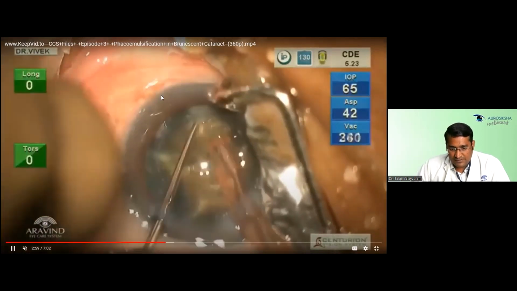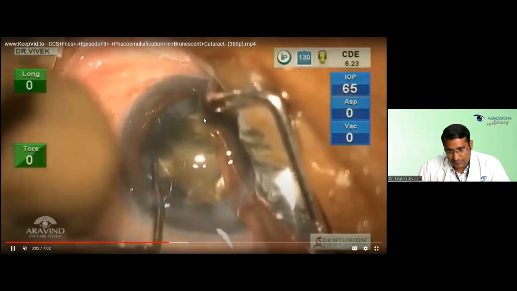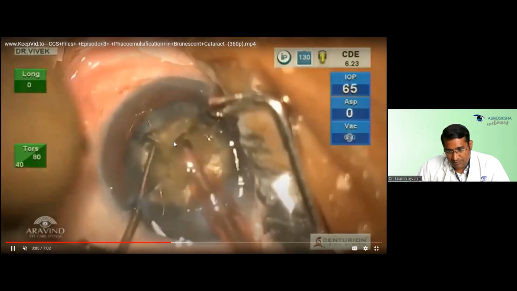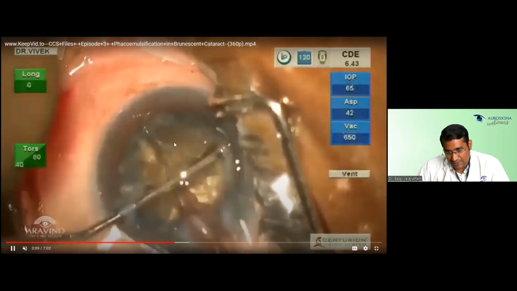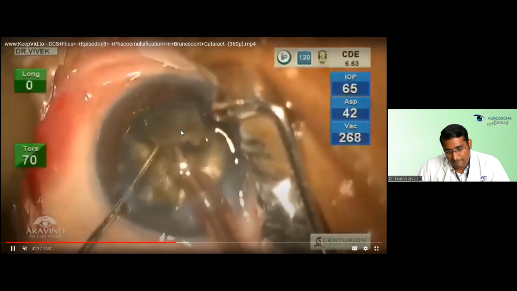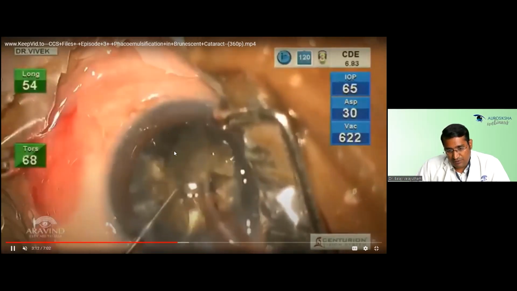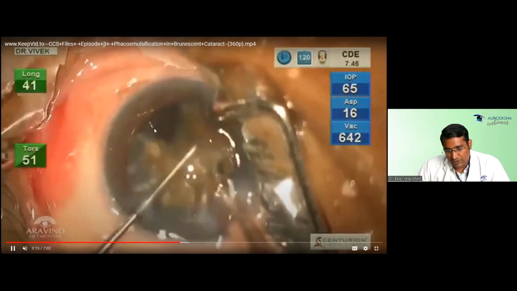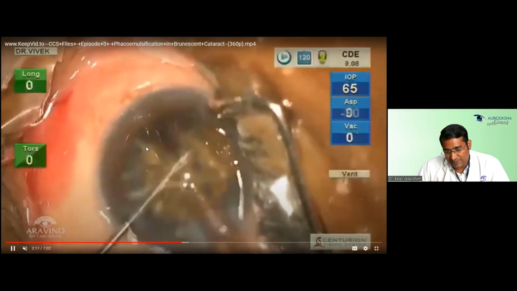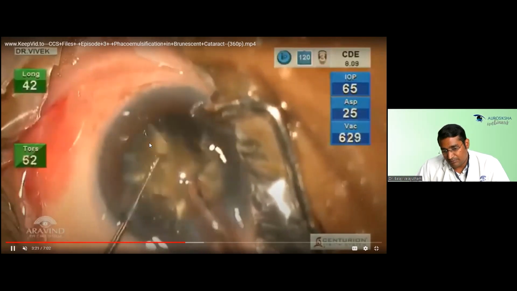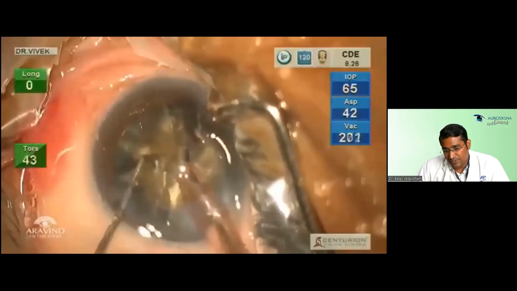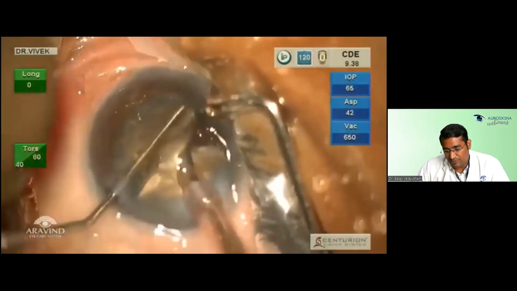So you can see this is the capsule. The blue stained portion is the capsule. The surgeon is trying to break it into even smaller pieces so that they can be eaten separately, emulsified separately. If you are not too careful with this, it can cause a zonular dialysis or weakness, and that can result in an intra-op complication and may have to be converted into a manual small incision cataract surgery.